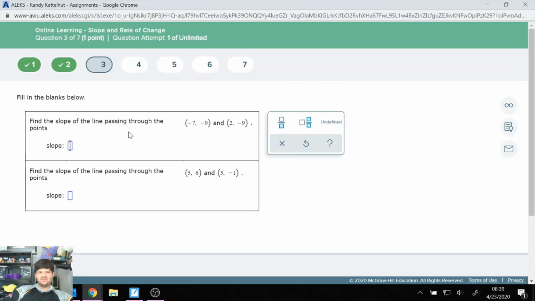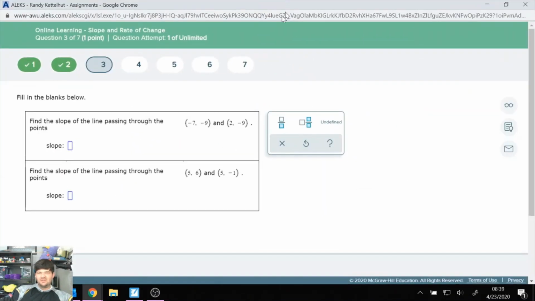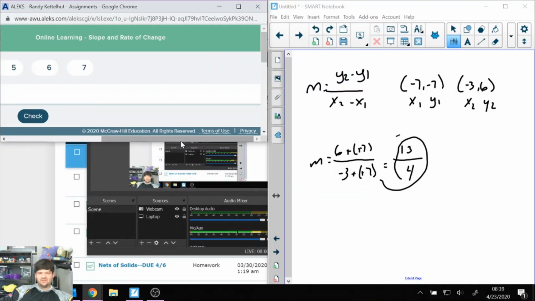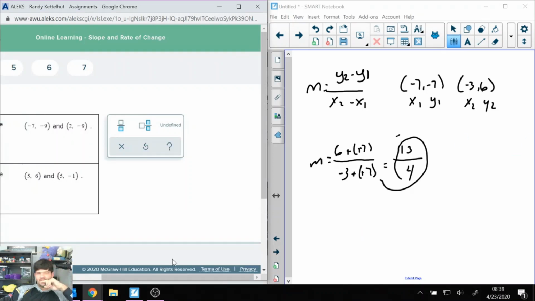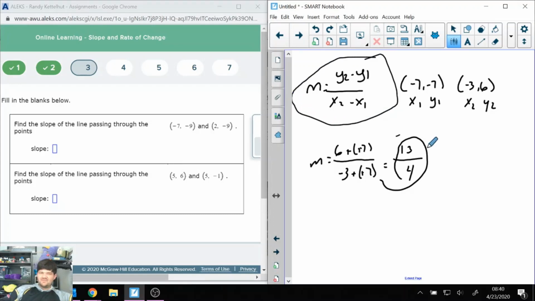Fill in the blanks below. Find the slope of the line passing through these 2 points. So this is again more slope formula. I'm not going to rewrite the slope formula, but we can use this again, right? This is still right here. So it's the same thing. You're going to label x1, y1, and x2, y2.